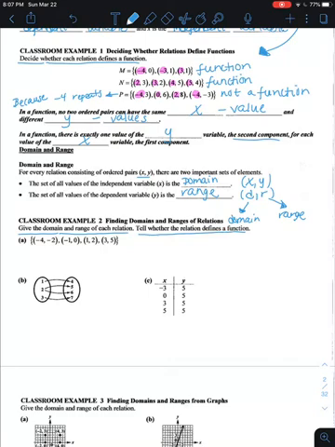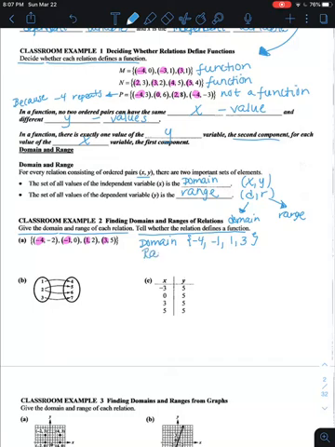So the domain, when they say to give the domain and they give you a set of ordered pairs, like in example A, all you care about are your x values. You want to list all your x values. So I have -4, -1, 1, and 3. So I'm going to list those numbers, -4, -1, 1, and 3. That's my domain. MyMathLab would give you the little fancy symbols, the set notation. You just have to type the numbers in, separated by commas.